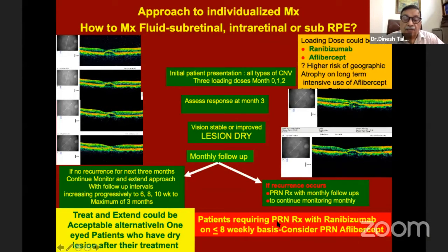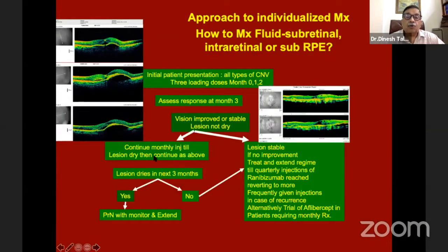Another important thing: if the patient is requiring PRN treatment with ranibizumab on a less than 8 weekly basis, say every 6 weeks he's needing an injection, consider a PRN with aflibercept. The second group of patients are those whom, after the first 3 injections, you find that the vision has improved or is stable, but the lesion is not yet dry. So a little bit of fluid is still there, intraretinal, not going down, or subretinal, just stable.